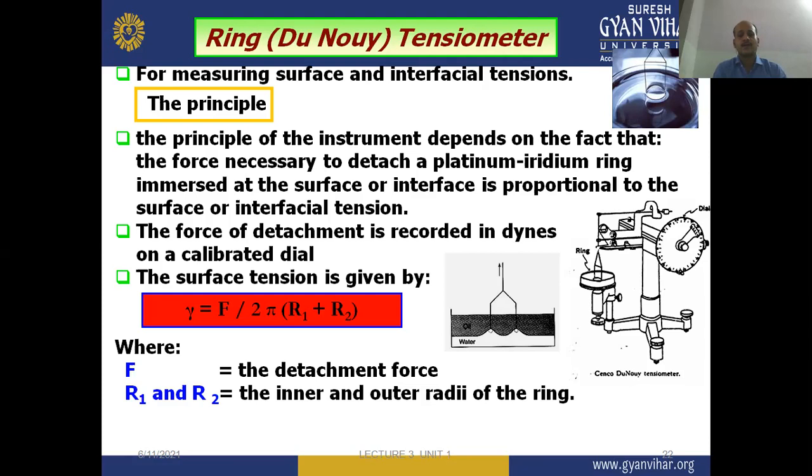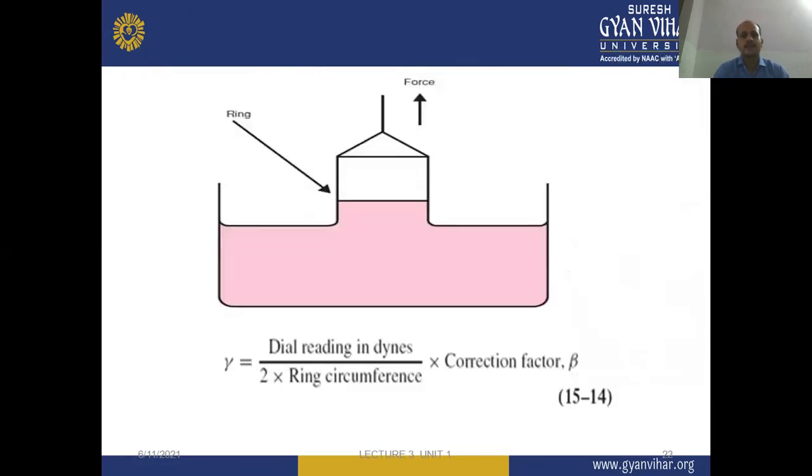The force of detachment can be recorded in terms of dynes on a calibrated dial. Surface tension is given by gamma equal to F by 2 pi into R1 plus R2, where F is the detachment force and R1 and R2 are the inner and outer radii of the ring. This is a very simple method based on the use of a tensiometer. It can be used for surface as well as interfacial tension, as can be seen in the diagram in this PPT.